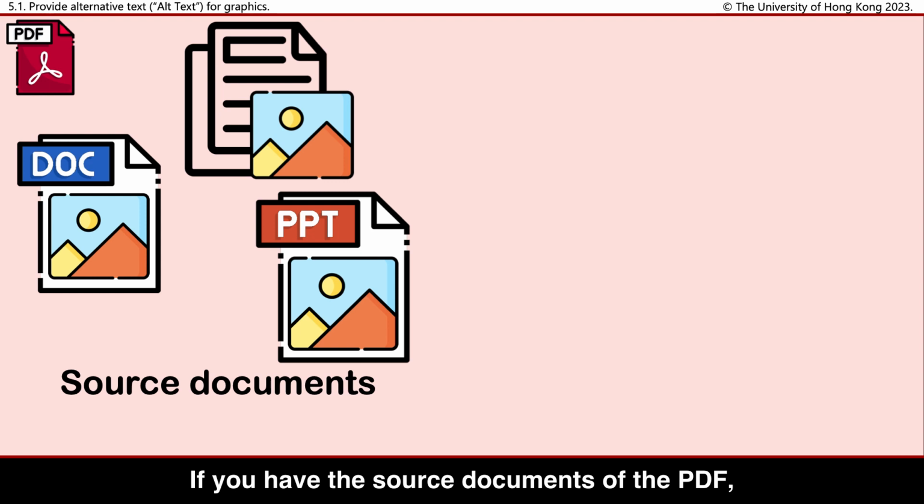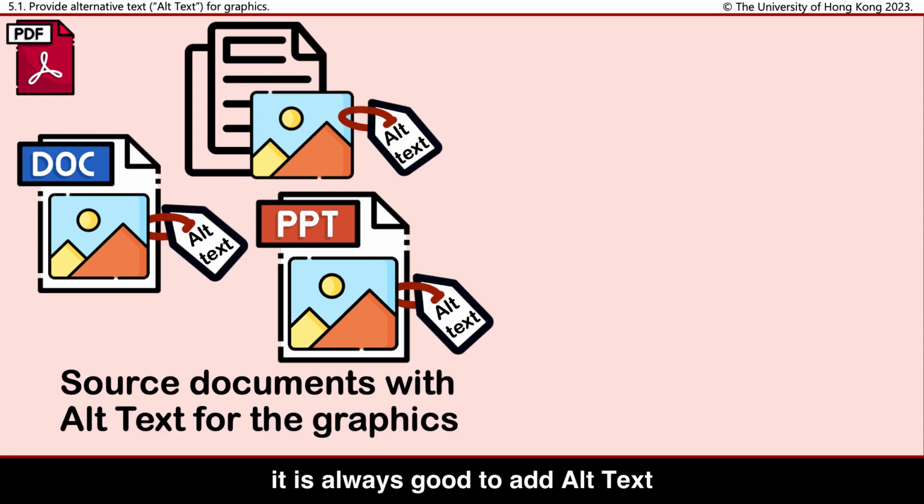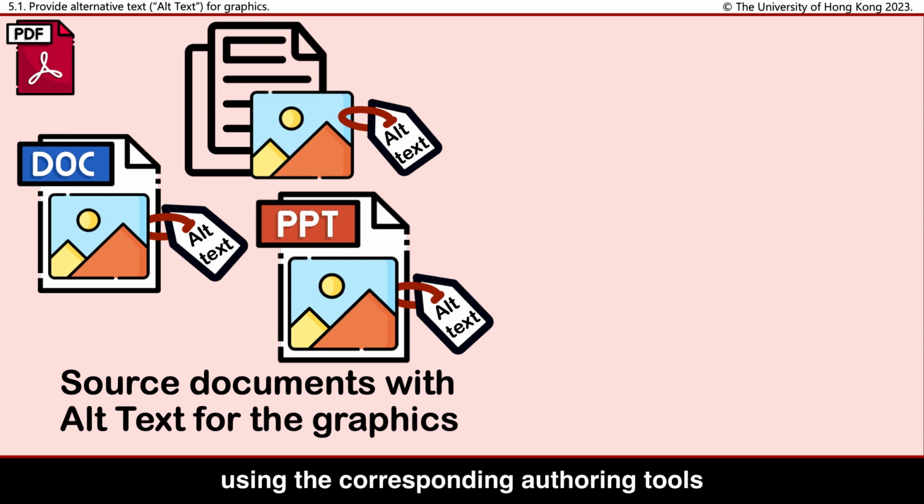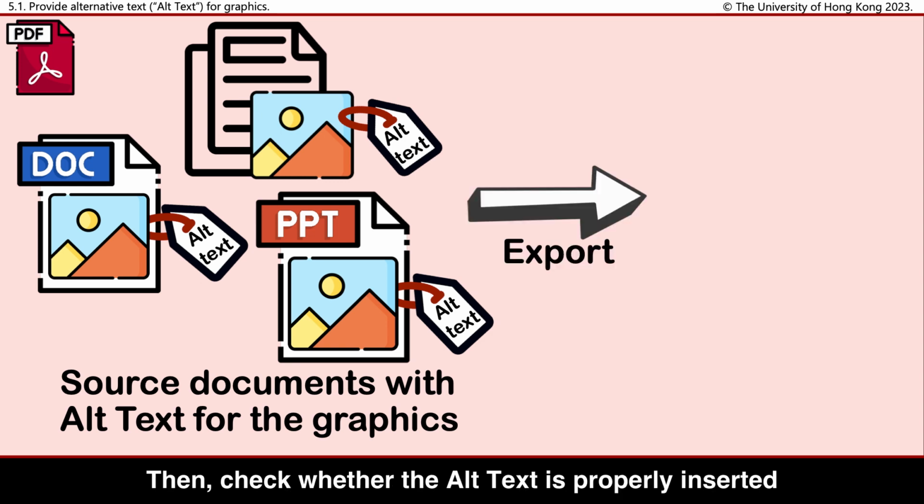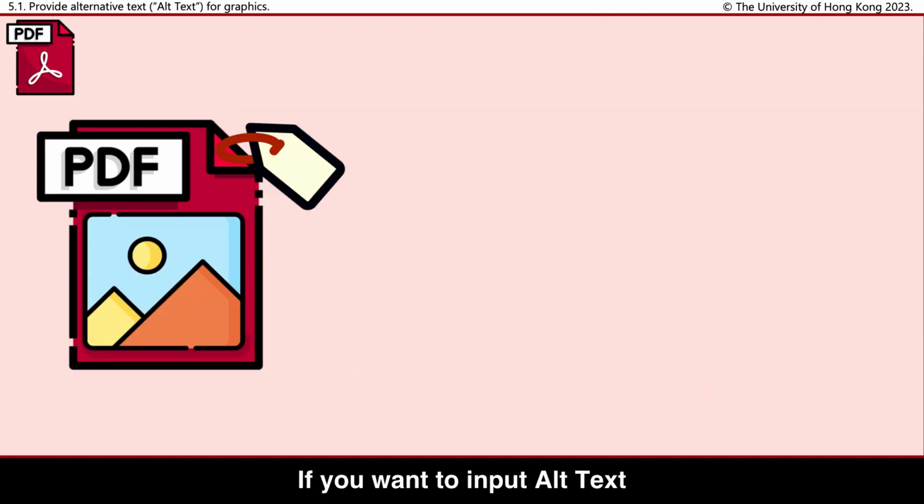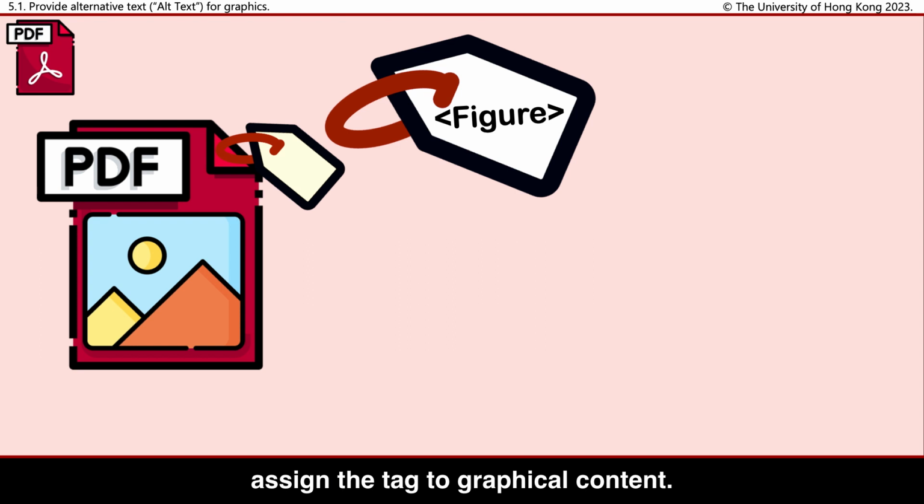If you have the source documents of the PDF, it is always good to add alt text to the graphical content in the source documents, using the corresponding authoring tools, such as Microsoft Word or PowerPoint. Then, check whether the alt text is properly inserted in the exported PDF. If you want to input alt text for the graphics in PDF directly, assign the figure tag to graphical content.